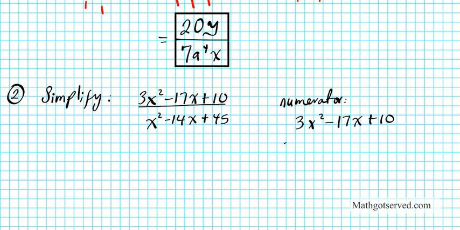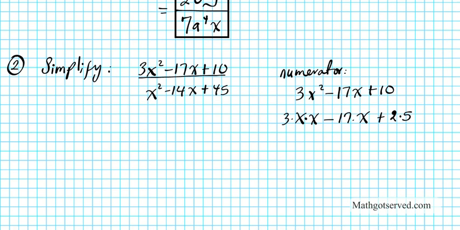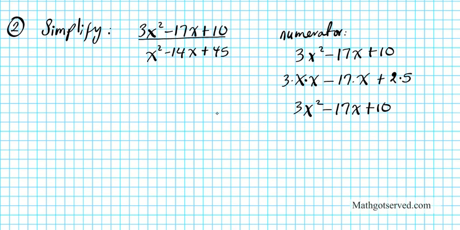Okay, so we'll break it down. 3 times x times x, minus 17 times x, plus 2 times 5. Nothing comes out, so we're going to multiply it all back together: 3x squared minus 17x plus 10. Now we need to factor this by grouping. This is not a perfect square, neither is that, and there's also no difference of squares. So to factor this by grouping, we need to make this into 4 terms.